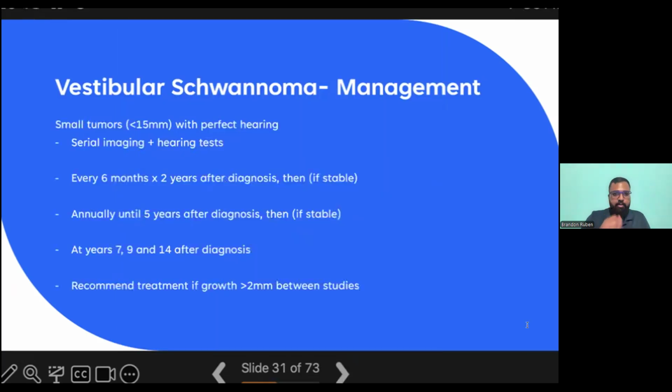Management of vestibular schwannomas is grouped into different groups. Small tumors, less than 15 millimeters, with perfect hearing: we do serial imaging and hearing tests every 6 months for 2 years after diagnosis, then if stable, annually, 5 years after diagnosis, and then if stable at years 7, 9, and 14 after diagnosis. Treatment is recommended if growth is greater than 2 millimeters between studies.